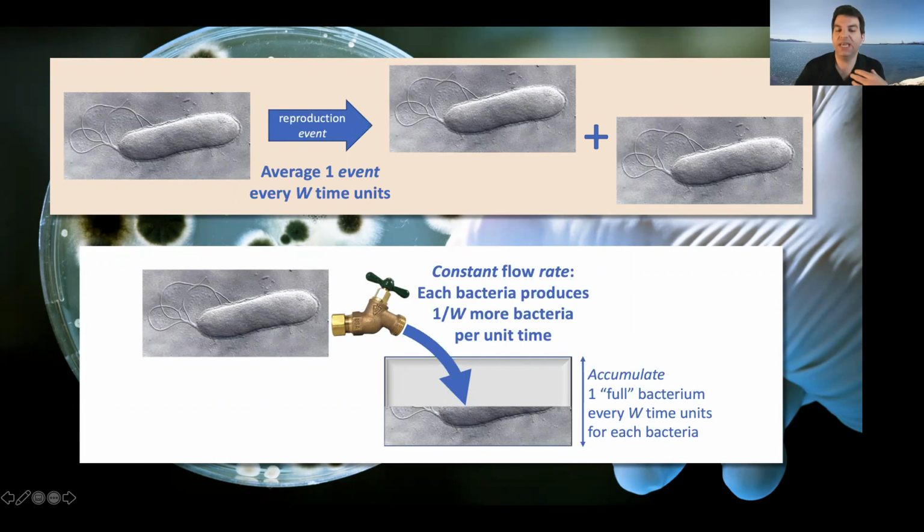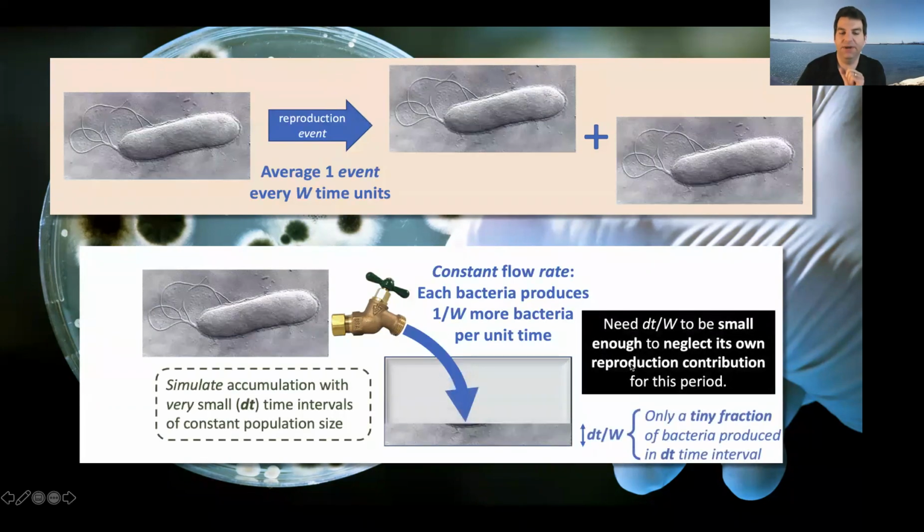And so, but we're not going to wait the full W time units. We're only going to wait our tiny little banking compounding period of dt time units. So then we can say for every 1 bacteria, it is pouring out at a rate of 1/W. And we are going to pretend that the stuff that it produces doesn't start producing its own new flows until after the dt time units. And that just makes it easier for the bookkeeping.